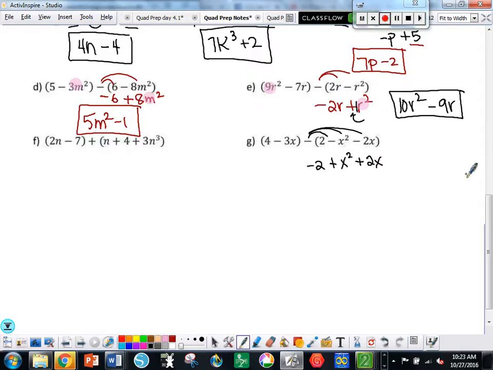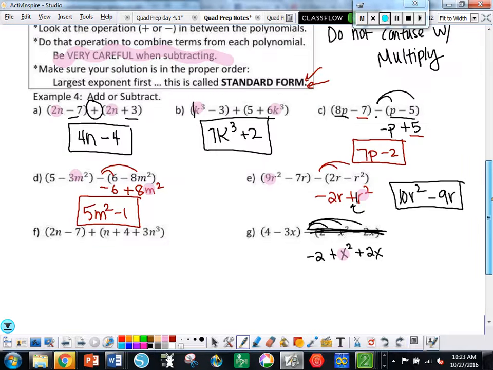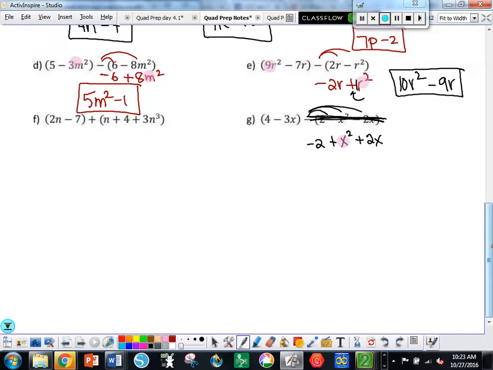Once I've rewritten that, you can completely disregard the problem. Then you look for your like terms. Again, I like to start with the highest exponent because that's putting it in standard form, and that's how I like my answers, in standard form. So the highest exponent is x squared. After that, what can I combine? The 2x and the negative 3x.